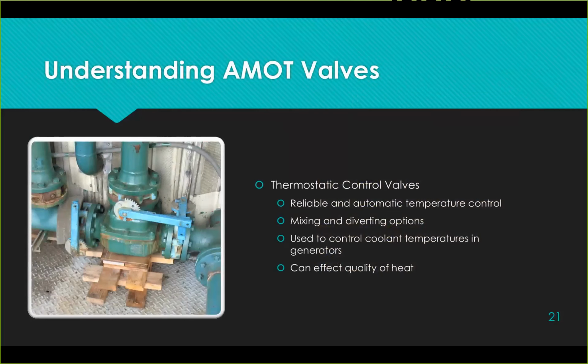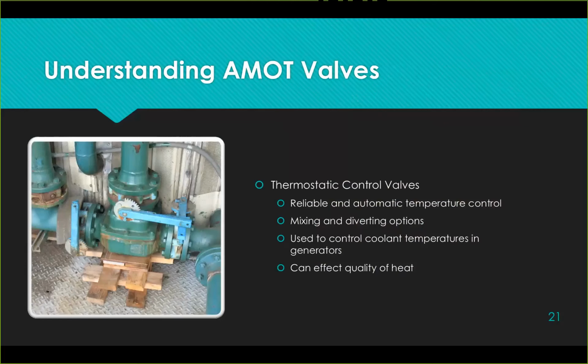Typically, they're reliable and they provide an automatic temperature control. It's important to understand whether the generator is utilizing, if the AMOT valve's installed, how it's being operated. Whether it's being utilized as a mixing and/or diverting option. Depending on how it's operating, what can happen is when the cooling temperatures start to go up or down, sometimes the velocity in the system is reduced.